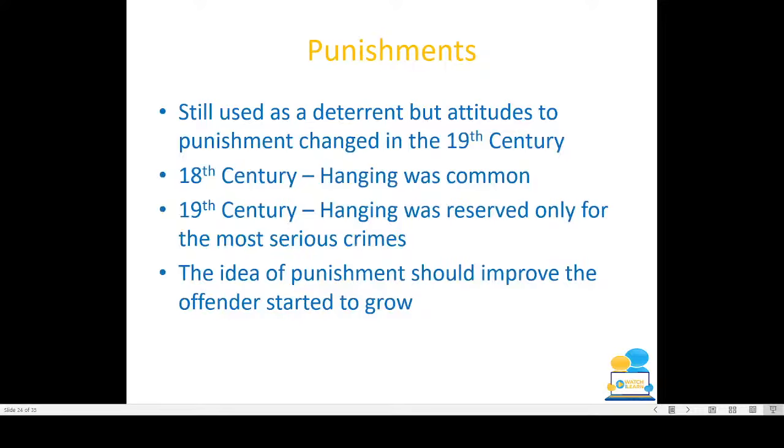So in the 18th century, hanging was very common for many different types of crimes. But by the 19th century, the attitudes to this had completely changed. So hanging was then reserved only for what was deemed the most serious crimes.